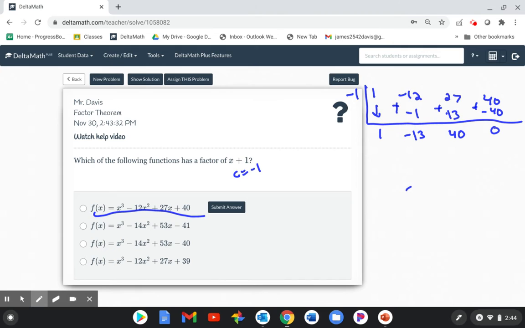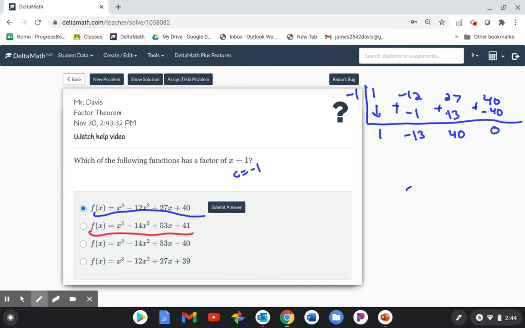Oh, that's great. So we got what we're looking for in the first shot. So that will be the answer. Let's go ahead and just verify by doing one other one, for the extra practice.